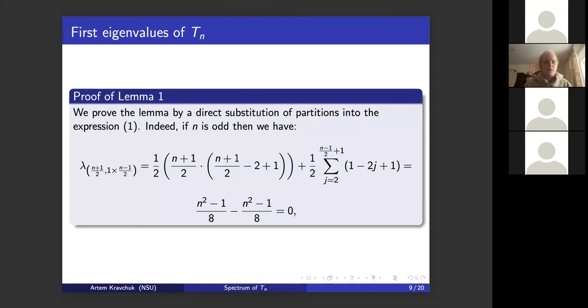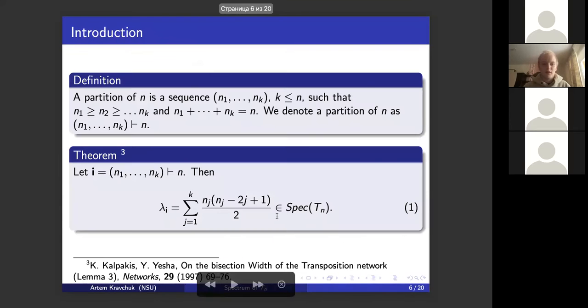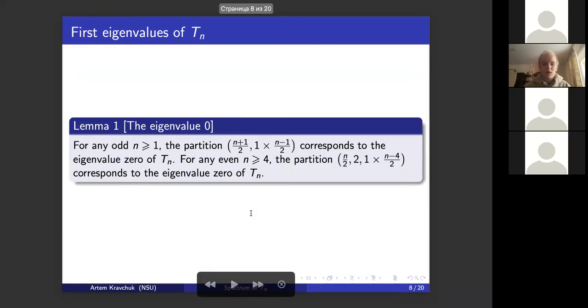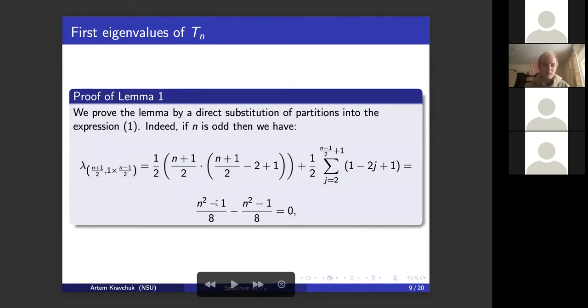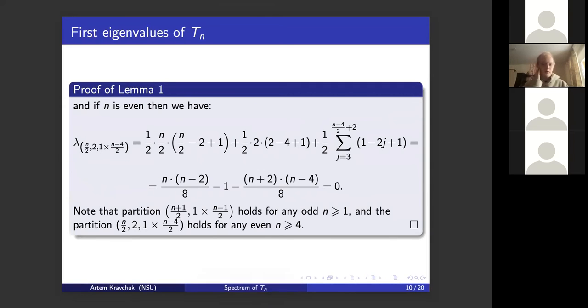Okay, let's prove this lemma by direct substitution of these two partitions into expression 1. Expression 1 is the correspondence between partition and eigenvalue. So we substitute the partition for the odd case into expression 1, and after the reduction of such terms, the expression is reduced to 0. And next, we will consider the even case. If n is even, then we substitute the partition for the even case into expression 1, and after the reduction of such terms, this expression is reduced to 0. And now we need to note that this partition for the odd case holds for any odd n at least 1.